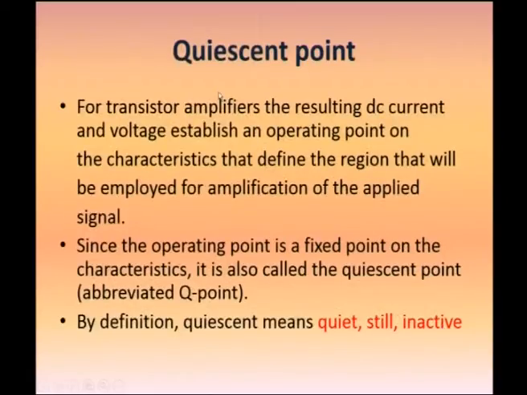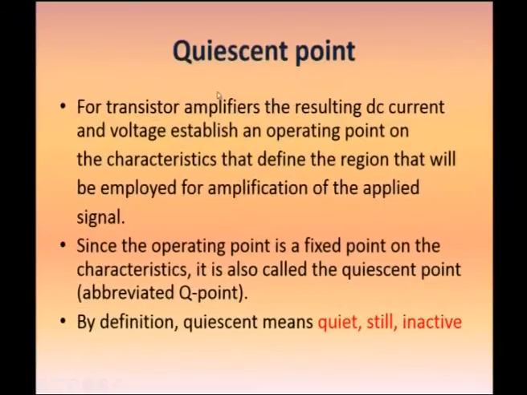And next is the quiescent point. While we discussed the diode configuration, we have seen what a quiescent point is. It is the Q point, otherwise known as the operating point. So, what is a Q point or quiescent point or operating point of the transistor?